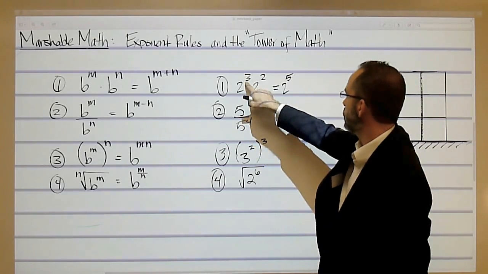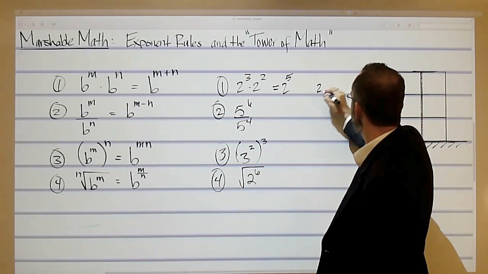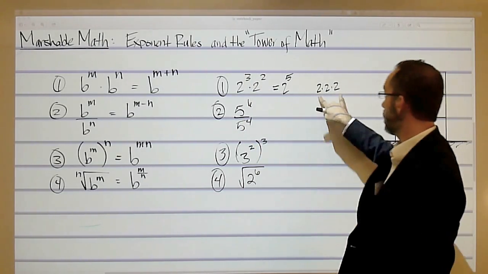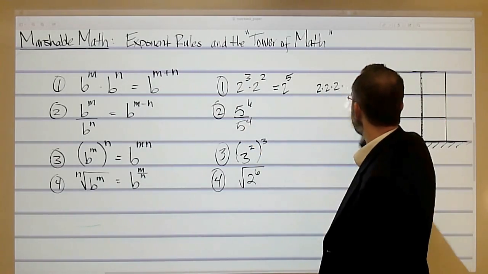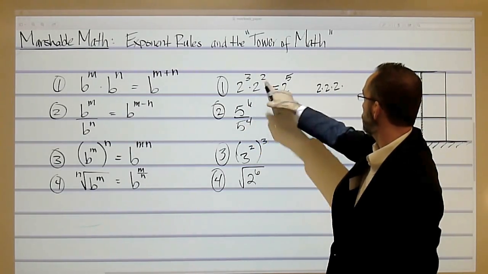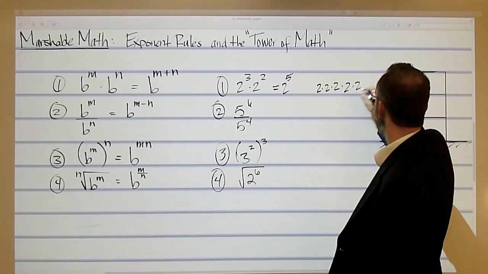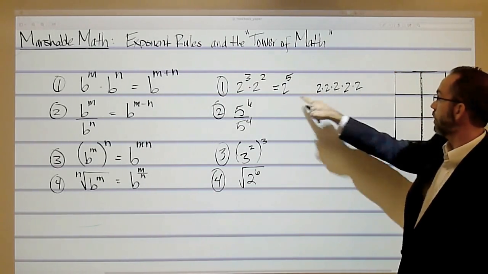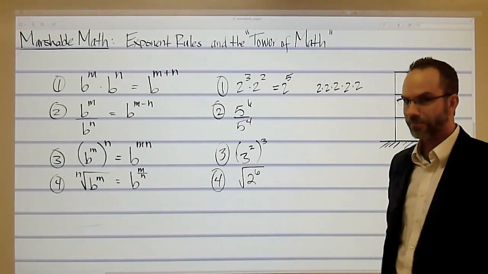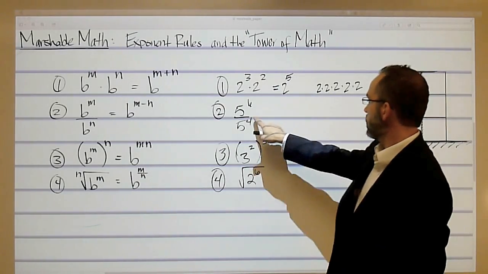If it's 2 cubed, isn't that the same thing as 2 times 2 times 2, right? 3 of the bases. Multiply, put that multiplication in there. That's that one right there. Now, 2 squared, which would be 2 more, 2 times 2. Okay, how many do I have here? Count them, 1, 2, 3, 4, 5. There we go, 2 to the 5th, see? It works.